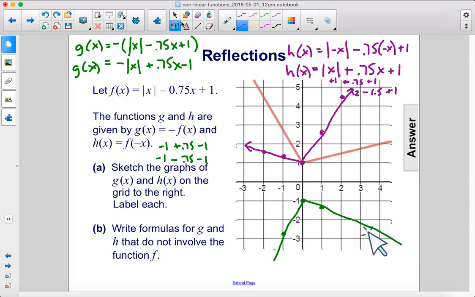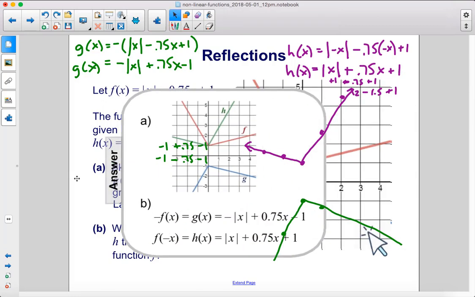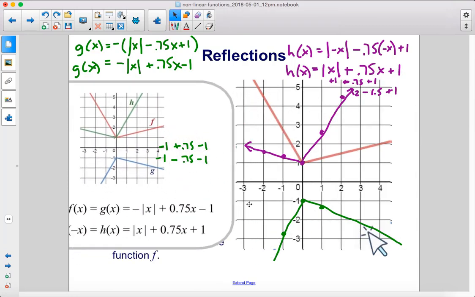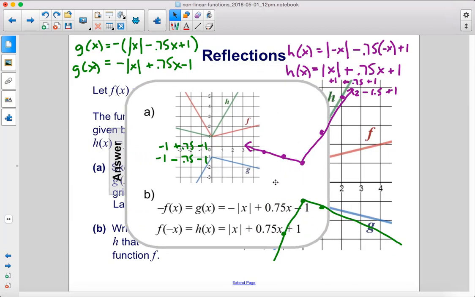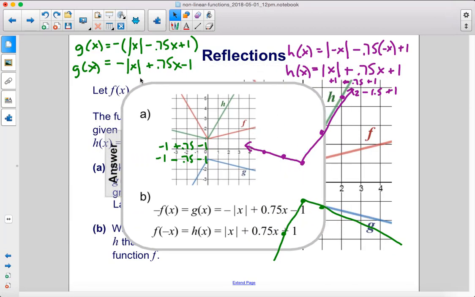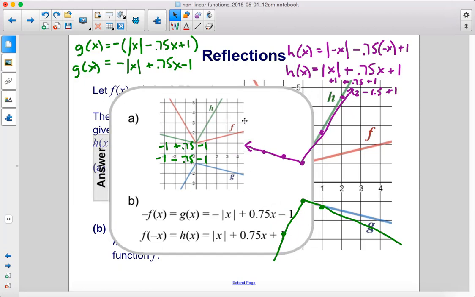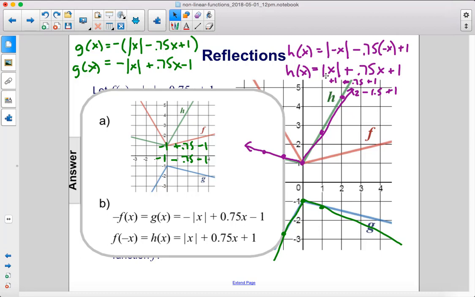All right, so let's check out our answer. Oh, first let me click this. All right, so my drawing's a little off, but yeah, about right. And we have our formulas. g of x equals negative absolute value of x plus 0.75x minus 1. And we have h of x, absolute value of x plus 0.75x plus 1.